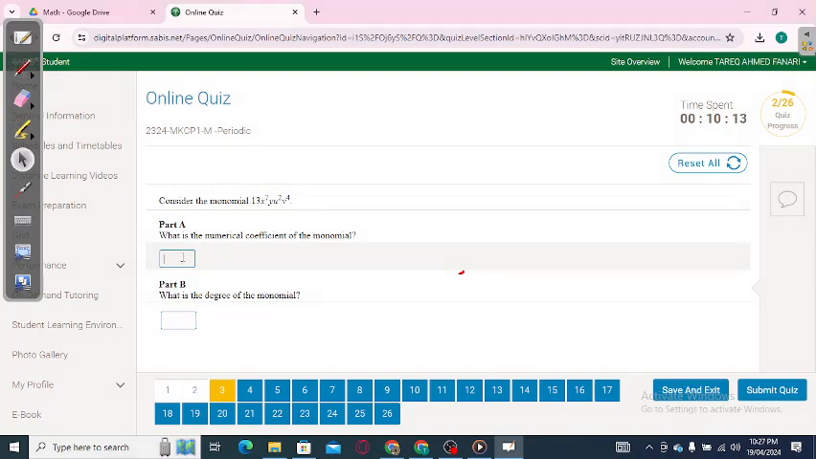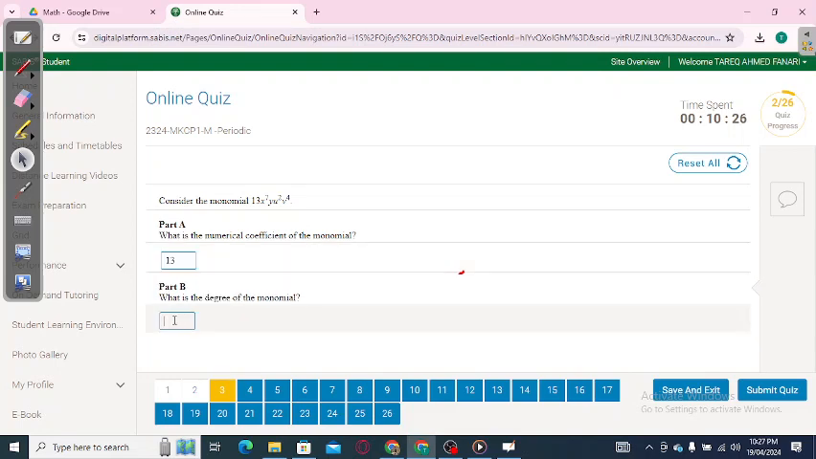Now, what is the numeral coefficient? The numeral coefficient is the numeric value. It's not a variable like x, y, u, or v. It's the value that's a number. So it's 13.